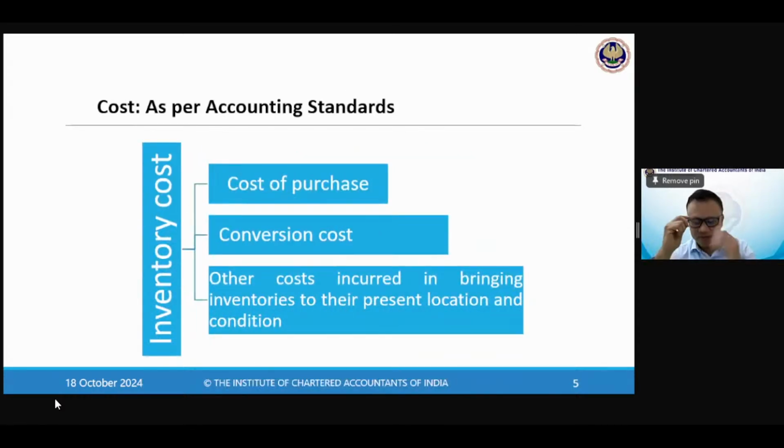Now, what is the cost? Just look at the slides. Inventory costs are 3 things mainly. One is the cost of purchase, another is conversion cost, how to convert this inventory, and the last one is the costs incurred in bringing the inventory from one location to its present location, say the warehouse or inside the factory, present location and condition.